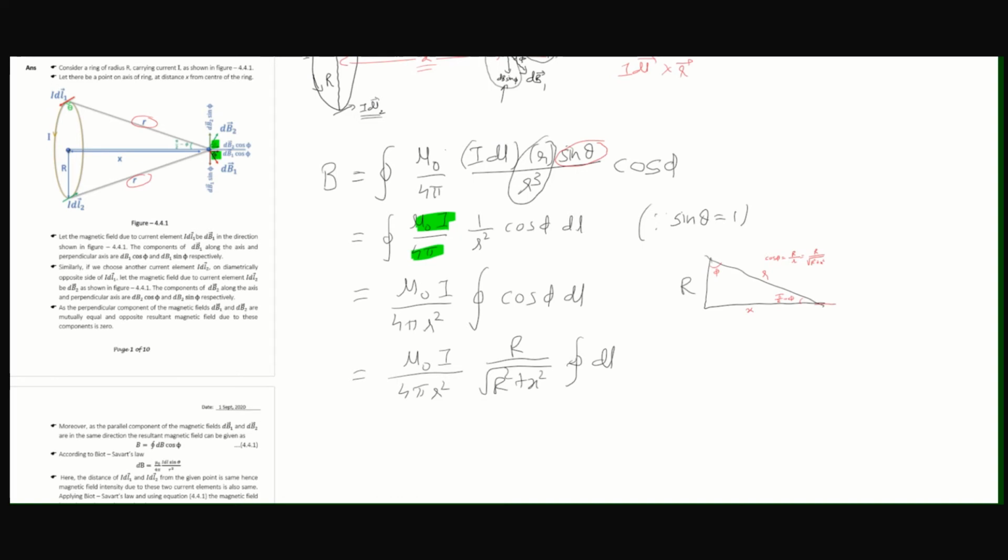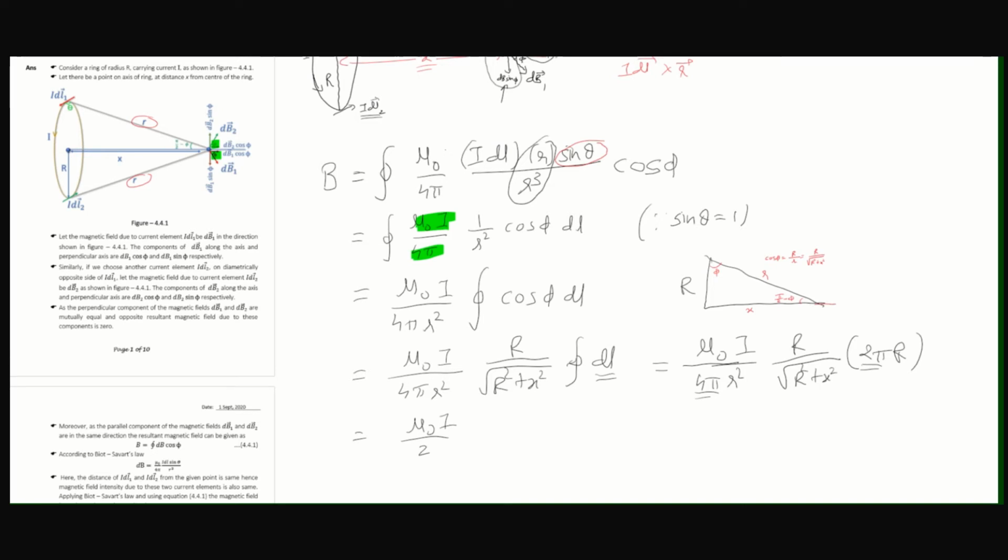You will get circumference. When you sum up all the dl's over the ring, you will get circumference, and then it will be mu 0 I by 4 pi r square, r upon under root r square plus x square, into circumference, that is 2 pi r. Simplify it further. So I have 4 pi, I have 2 pi. So what will I be left with? Mu 0 I by 2.